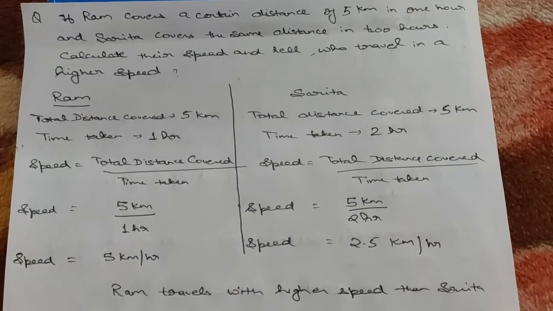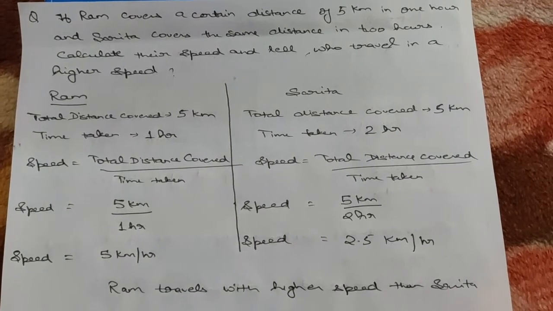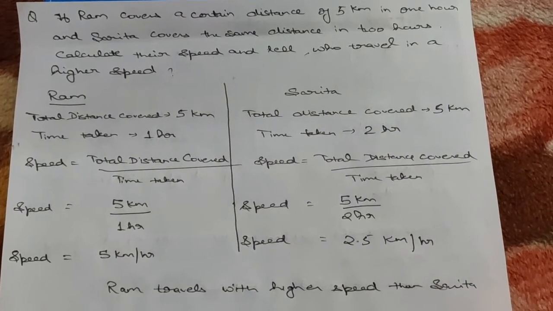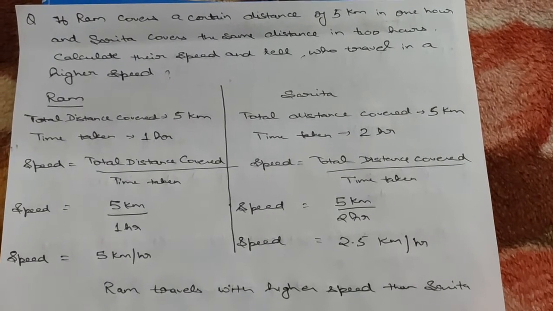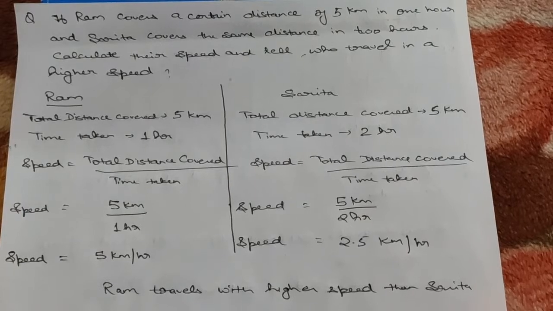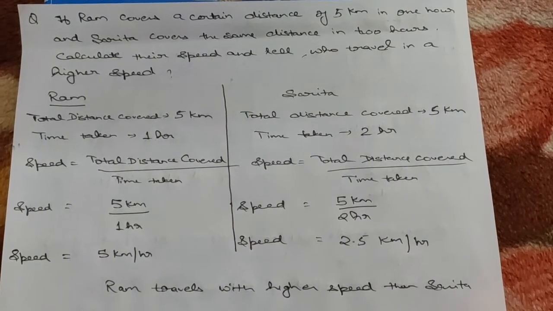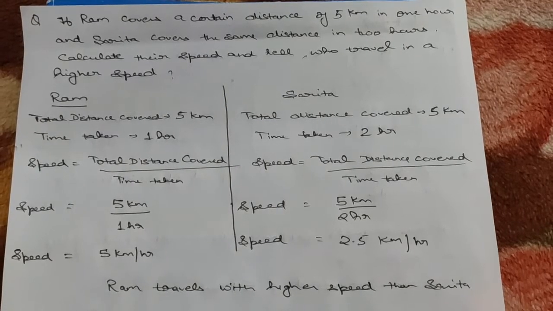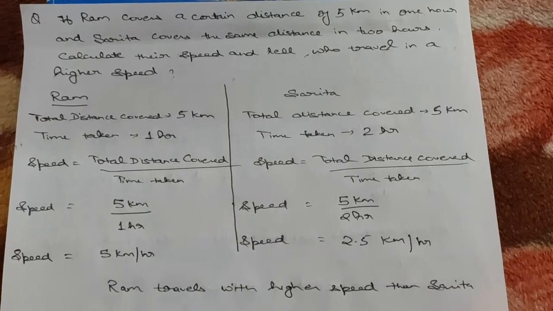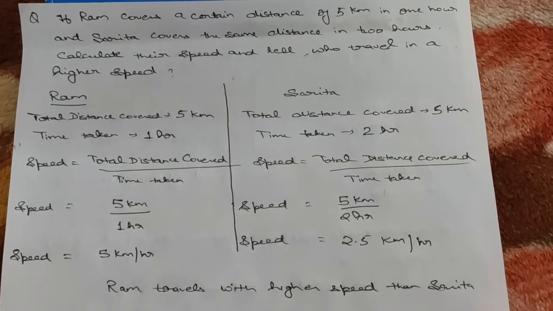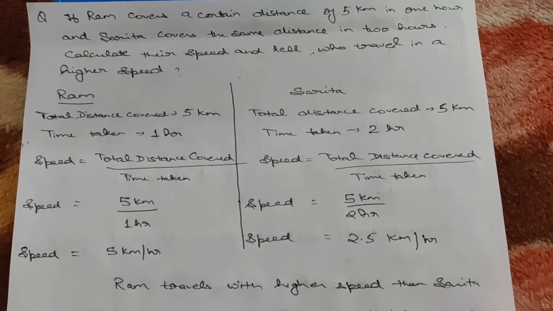Now for Sarita, total distance covered by Sarita is the same 5 km, but here the time taken is 2 hours. According to the formula of the speed, that is total distance covered divided by time taken, the speed is equal to 5 divided by 2, that is 2.5 km per hour. Getting it? So now you have the data, you have the speed. So can you say who is traveling fast? Definitely Ram travels with higher speed than Sarita.